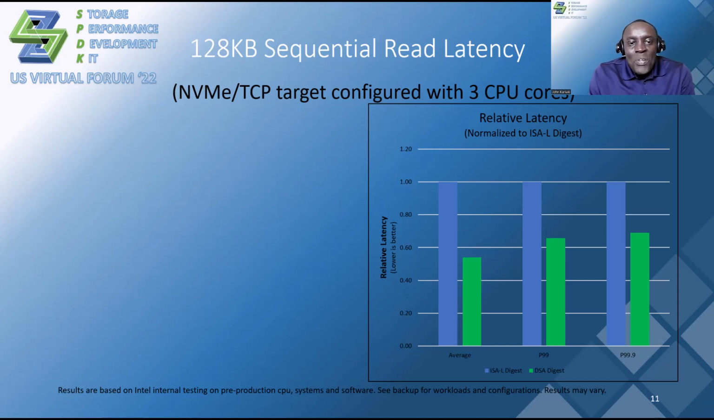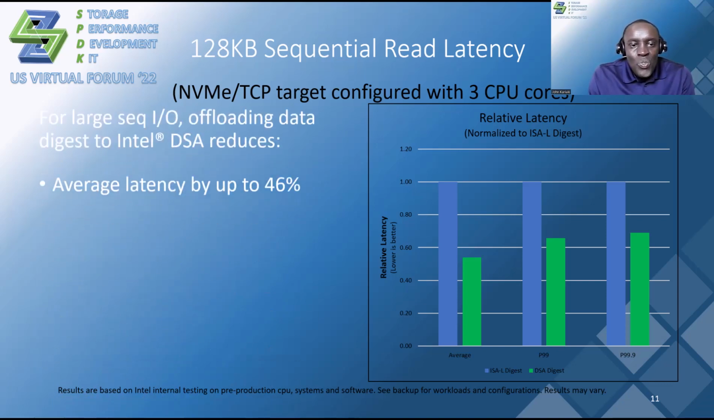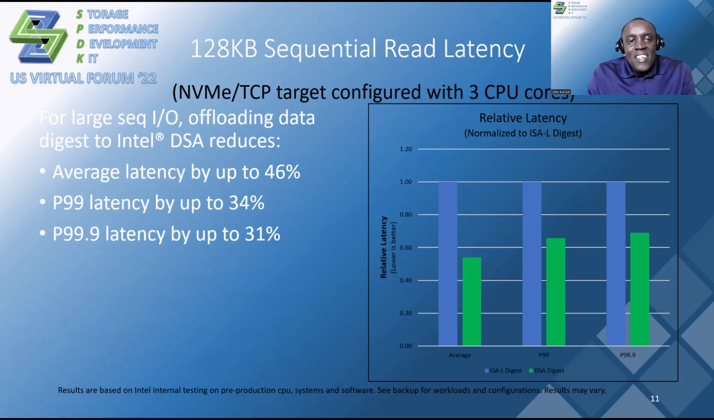And in case you're wondering, what happened to the latency when we offload the CRC32C computation to Intel DSA? We did measure the average latency, the P99 and the P99.9 latency for the target application, offloading the digest computation to DSA versus using ISA-L. And what we saw for the 128K sequential read workload at that high queue depth of 1024 was an average latency reduction of up to 46% when we used Intel DSA for the CRC32 digest computation, P99 latency reduction of up to 34%, and P99.9 latency reduction of up to 31%.